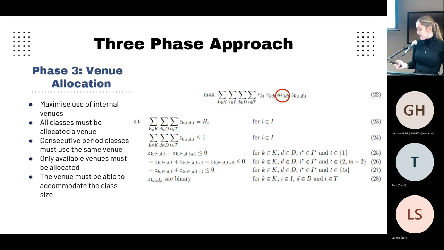For this, we just needed to make sure that all the classes were allocated to a venue, that only one venue was allocated at a time slot because we only had one module allocated in a time slot, and that if you had consecutive classes, you'd be given the same venue for both classes.